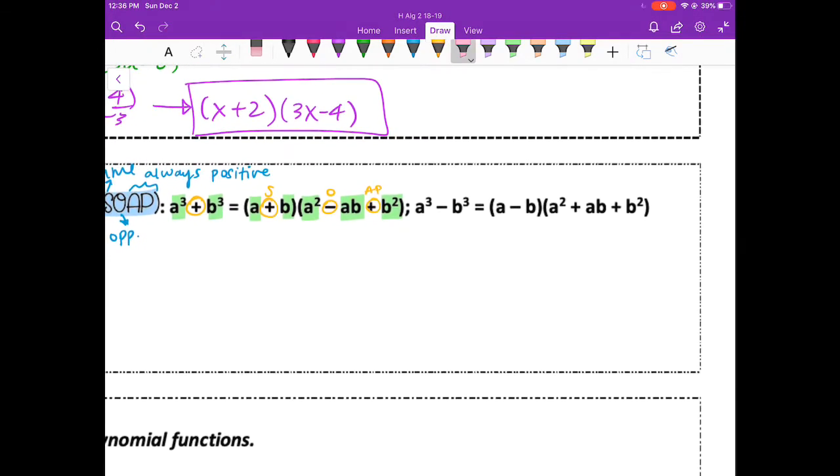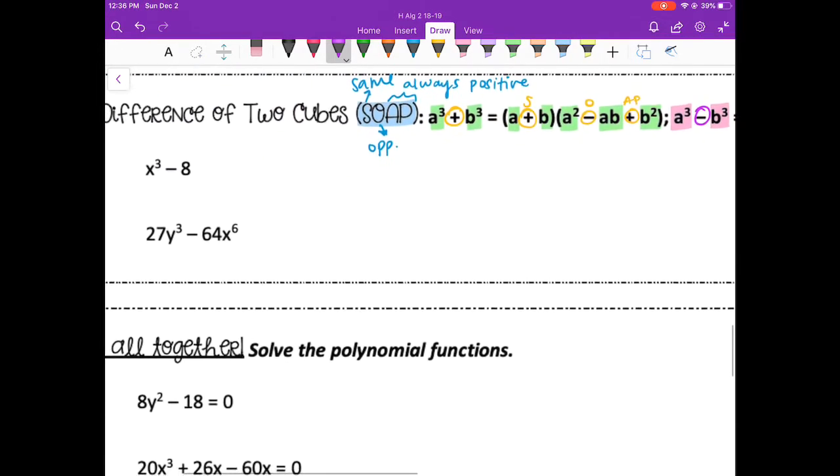So similarly, if you've got a cubed minus b cubed, the cube root of that first term goes as your a. So you've got a, and then you've got b, which will be the cube root of your second term. Then a squared, ab, b squared, your signs: minus, these are going to be the same, the opposite sign, and then always positive to end off.